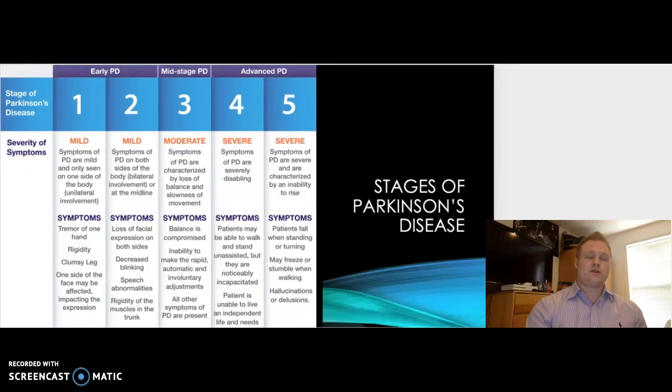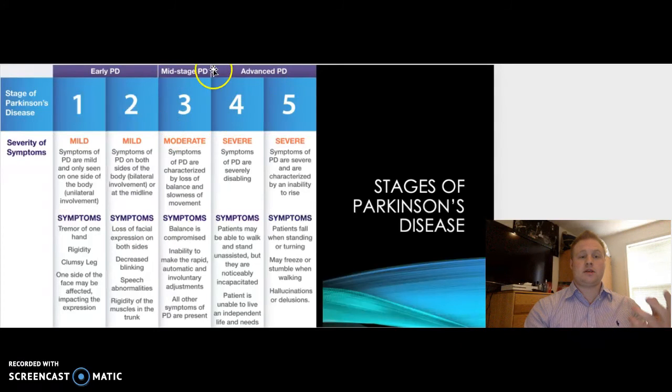So in the first 2 stages, also known as early Parkinson's disease, the symptoms are mild. The difference between stage 1 and stage 2 is that stage 1 is unilateral, which means it's only on one side of the body, and stage 2 is bilateral, which means that it's on both sides of the body. That includes tremors, rigidity, not moving the muscles correctly, and the inability to start to walk properly.